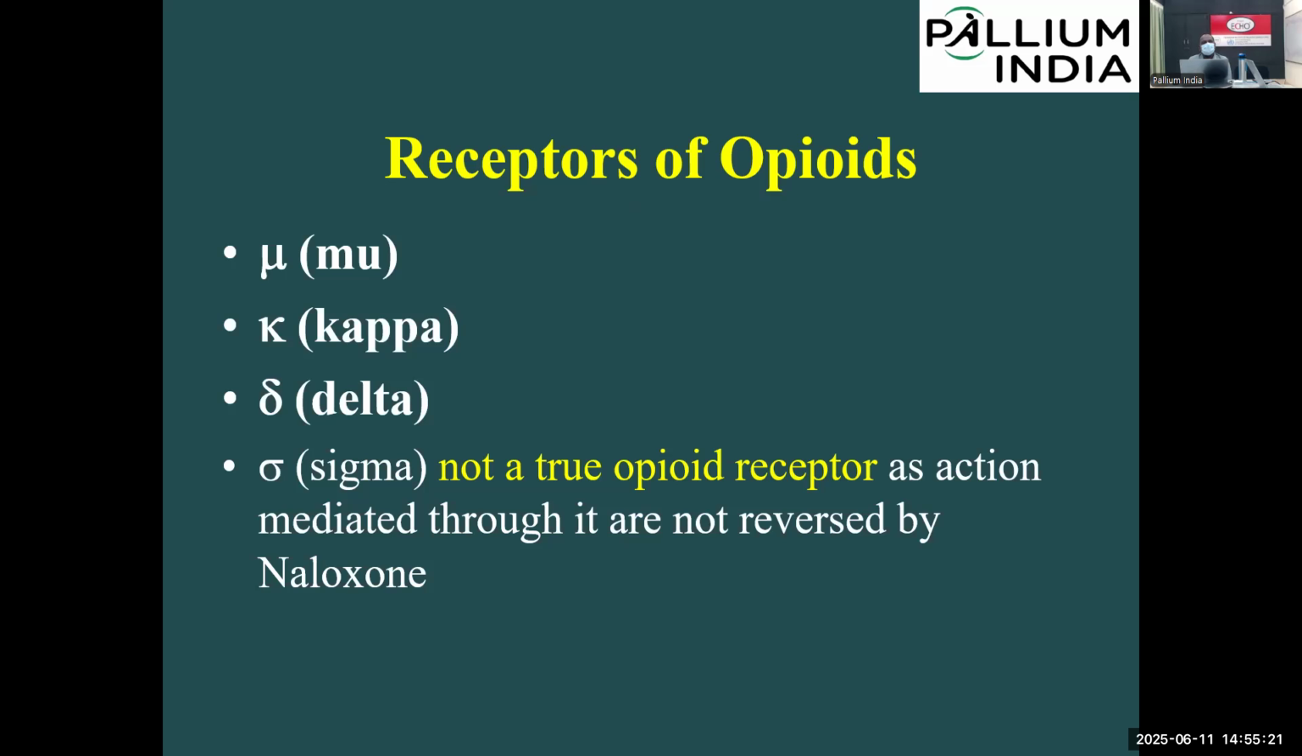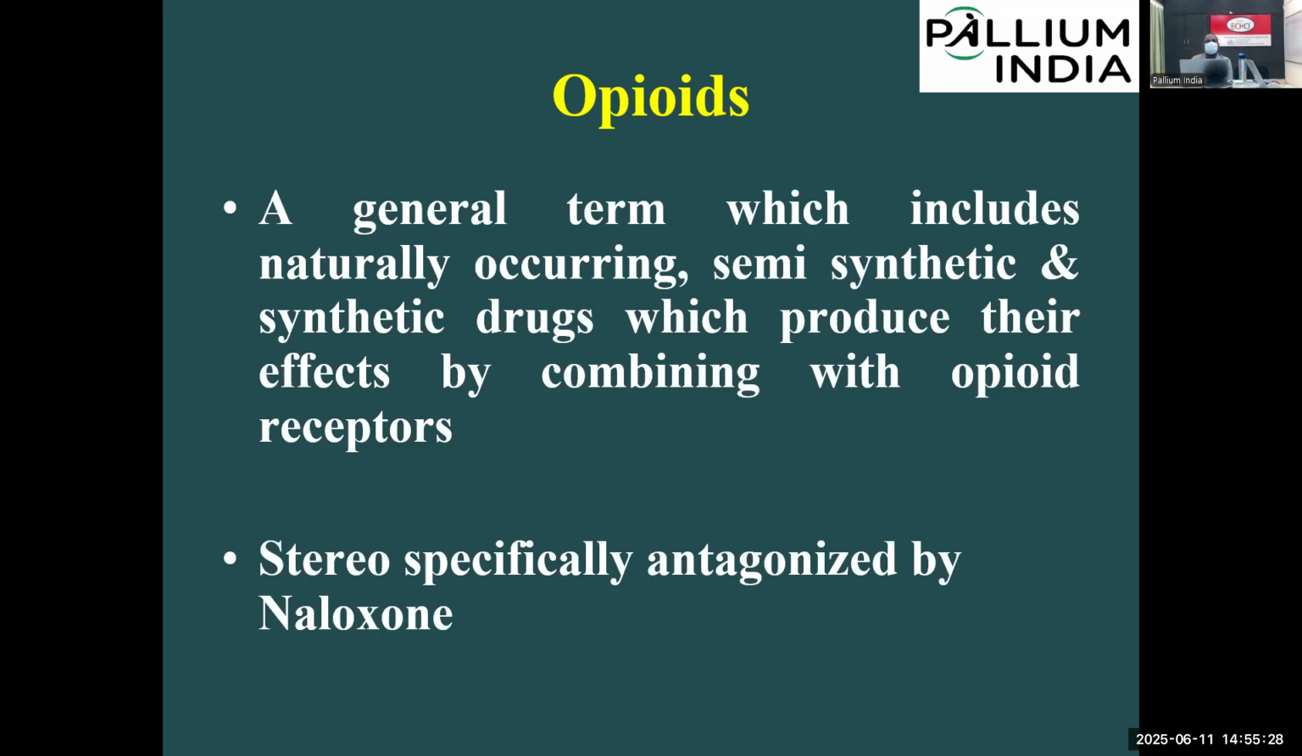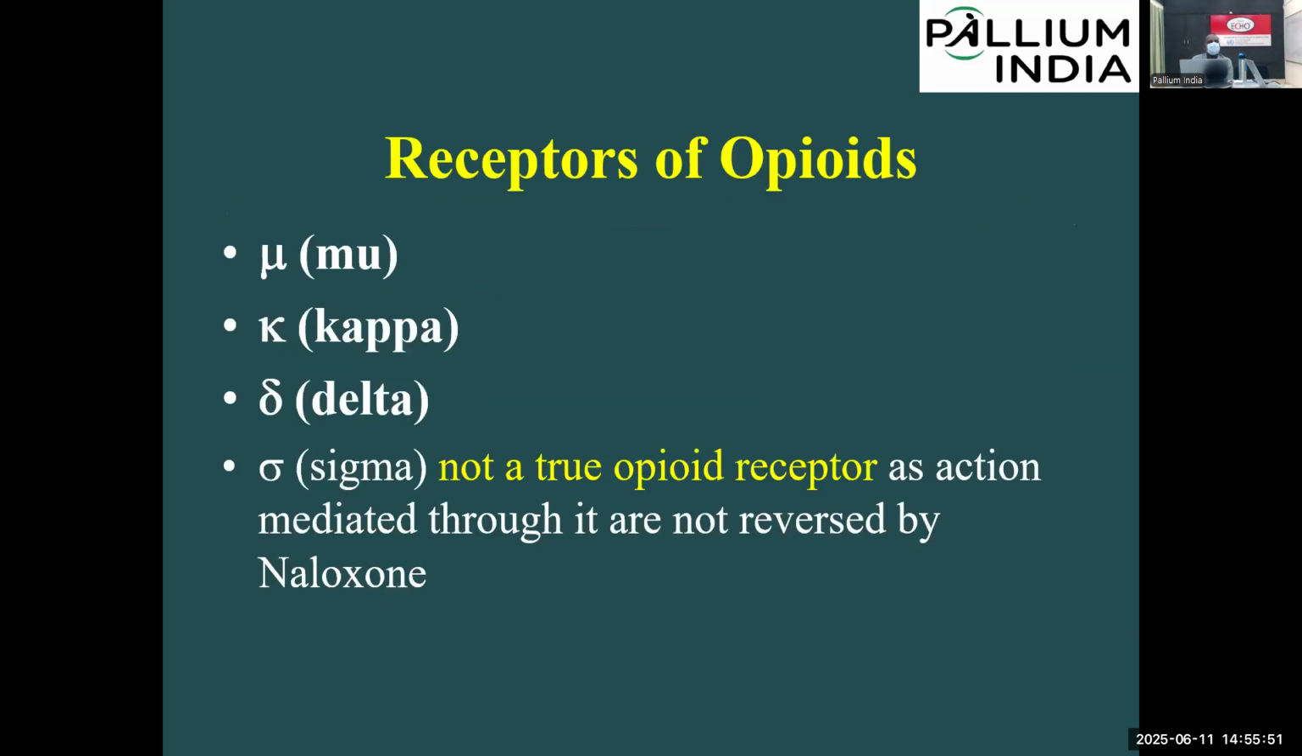So opioids, what are opioids? For a medicine to be an opioid, it should have two properties. One is that it should act by combining with opioid receptors. So opioids act on opioid receptors and their action is antagonized by naloxone, or in other words, the antidote for opioids is naloxone. And there are three opioid receptors: mu, kappa, and delta. The opioids acting on mu are the potent opioids, and most of the opioids we talked about are mu agonists.